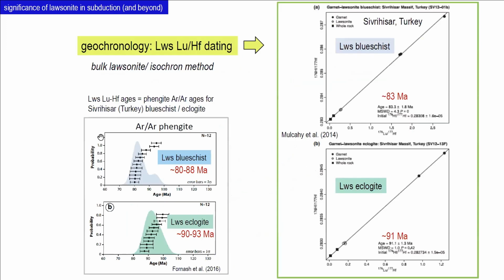You can date lawsonite. There have been some interesting lutetium-hafnium studies. This is from Mulcahy et al., who dated both Franciscan lawsonite blueschist, as well as some rocks that we sent the group from our field site in Sivrihisar, Turkey. And what was interesting is they got similar results for their lutetium-hafnium results as we got for phengite argon, and it kind of supported the idea that the blueschists in fact were retrograde relative to the eclogites, at least some of them.